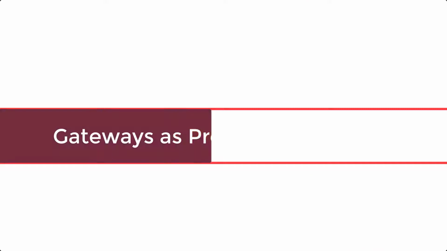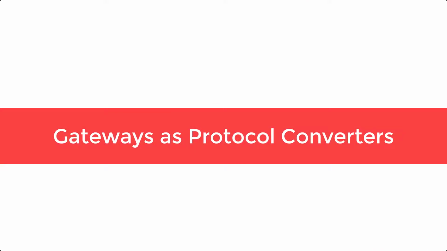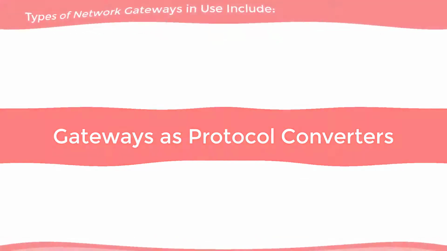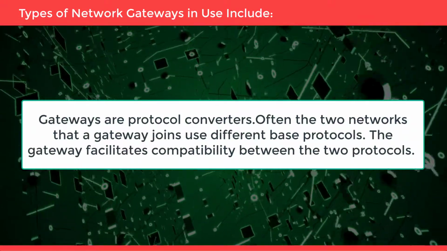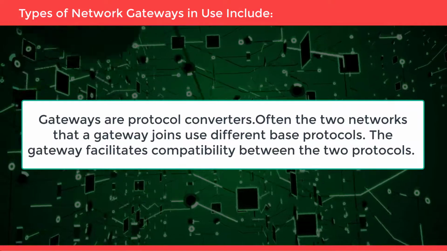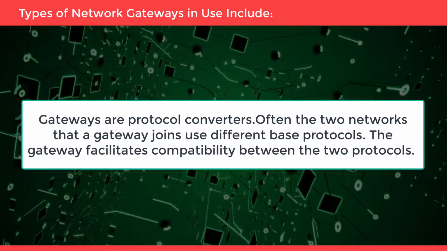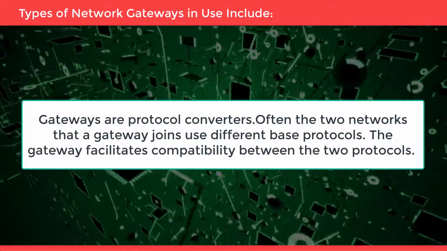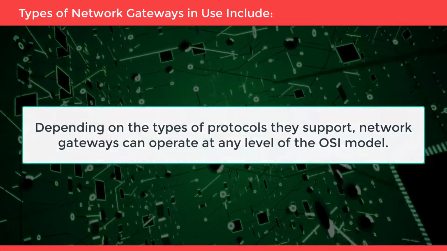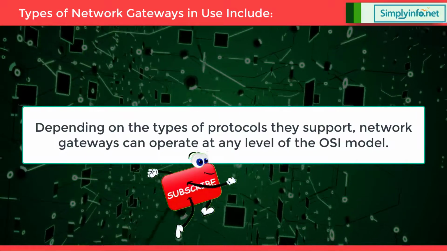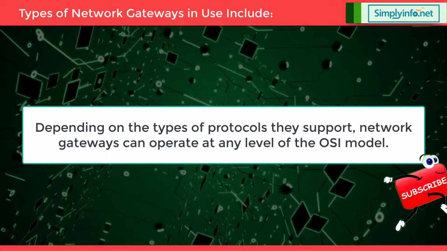Now let's look into gateways as protocol converters. Gateways are protocol converters. Often the two networks that a gateway joins use different base protocols. The gateway facilitates compatibility between the two protocols. Depending on the type of protocols they support, network gateways can operate at any level of the OSI model.